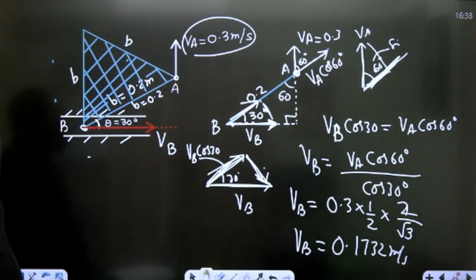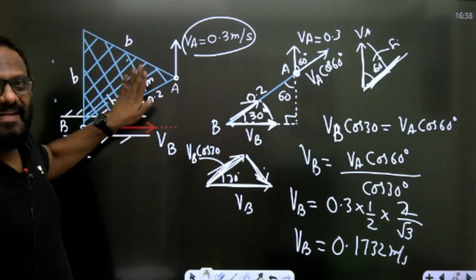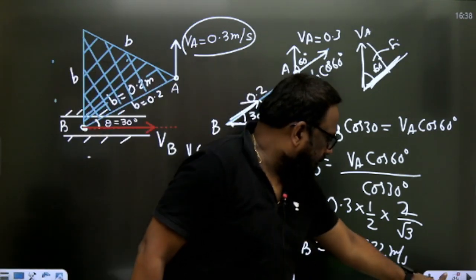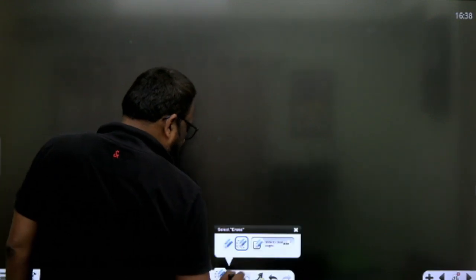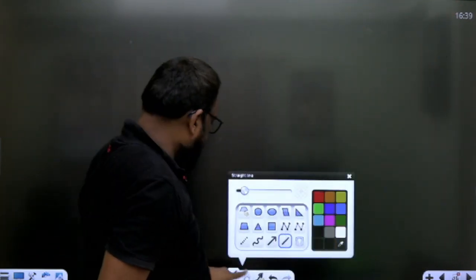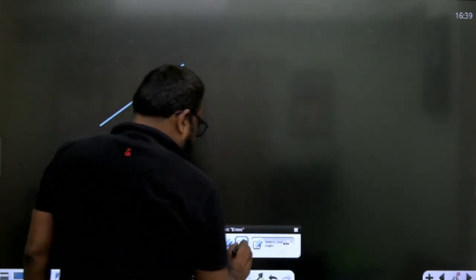Now what will we do? He is asking for the angular velocity of this member, that is, the triangular plate. Let me do it in a simple way. I am trying to do the question using different methods. We have used the vector approach in previous questions. Let's enjoy the instantaneous center this time.